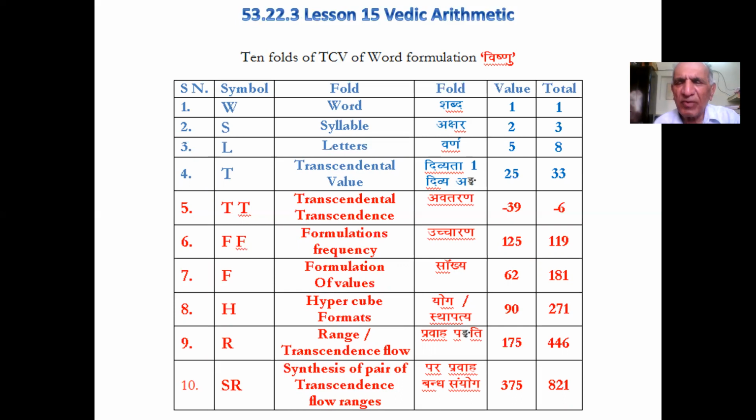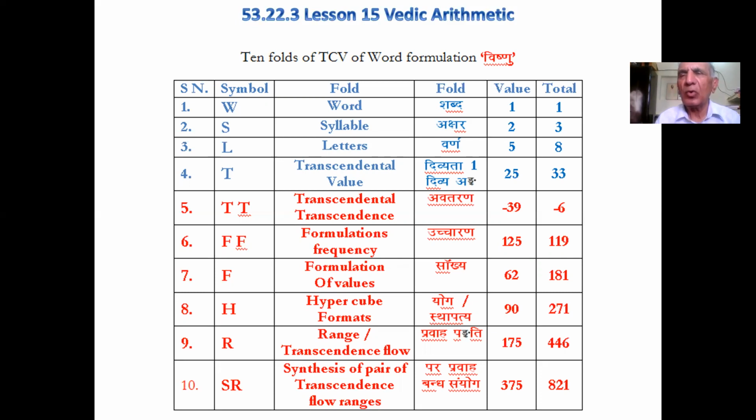Then this is going to be minus 39. See, the Vishnu formulation is leading us to transcendental transcendence of a negative value. Then 125, 62, 90, 175, 375, and the grand total of all these values will be 821.